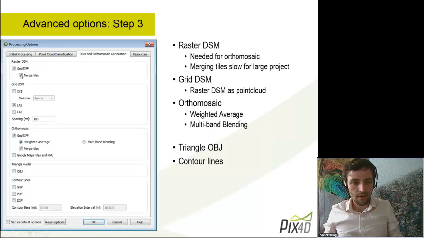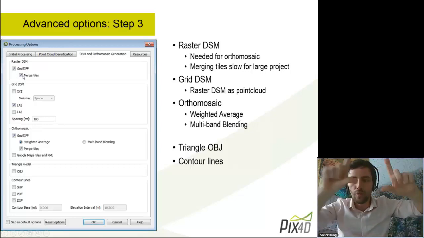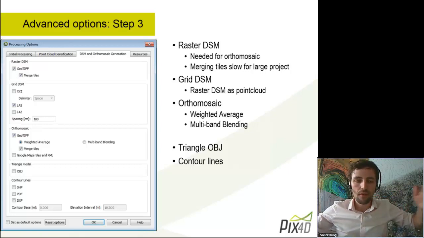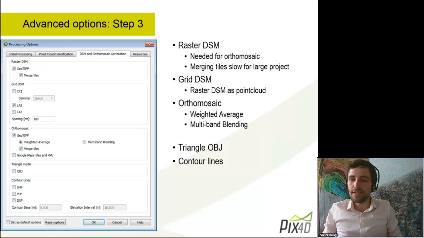And at the end, there's an option which is on by default, which is going to take all these tiles of 5,000 by 5,000 and try to merge them together in one single file. So it's easier to access. However, the bigger the projects are, if you have, let's say, 5,000 images, you will end up with a DSM which is maybe 10 gigabytes in size.